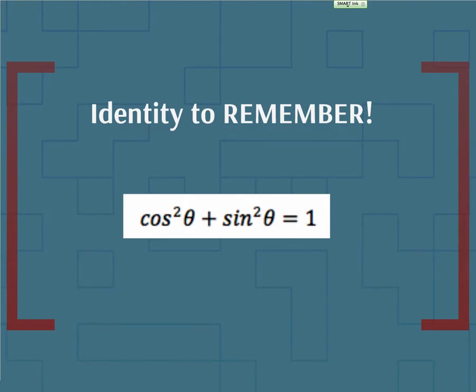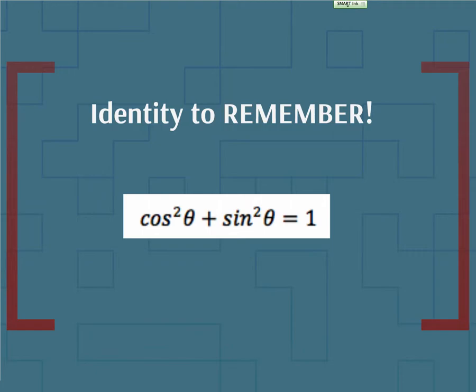Alright, so we talked about this identity on Friday. Cosine squared plus sine squared equals 1. It is in your formula packet, so that's good news. It is on the same page as the arc length and sector area, so that's pretty nice that it's right there for you.